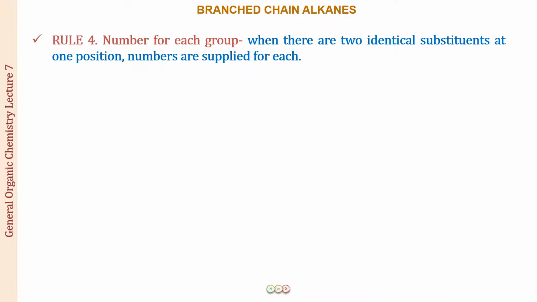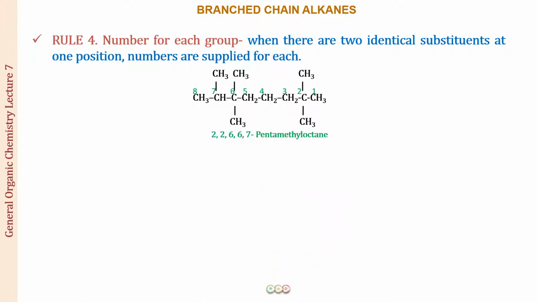The next we have is rule number 4, which says number for each group. What does this mean? When there are two identical substituents at one position, numbers are supplied for each one of them. Let us see the example. So this is the same example that we have seen earlier also, where this was an 8 carbon parent chain.